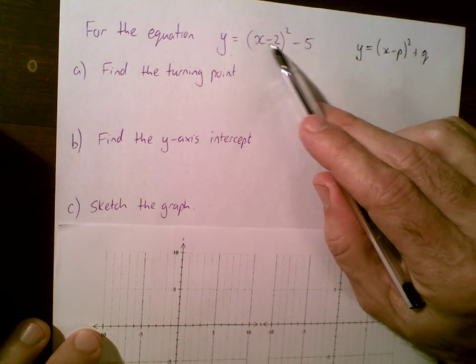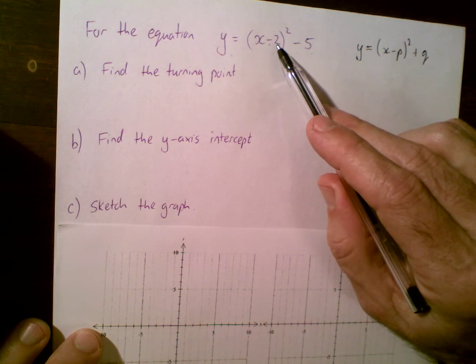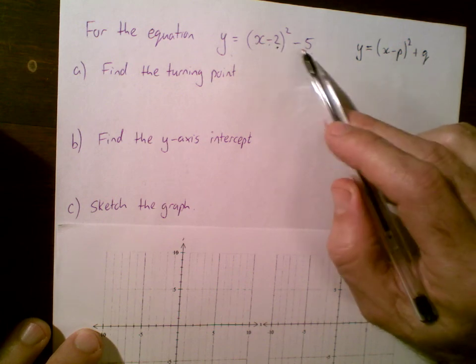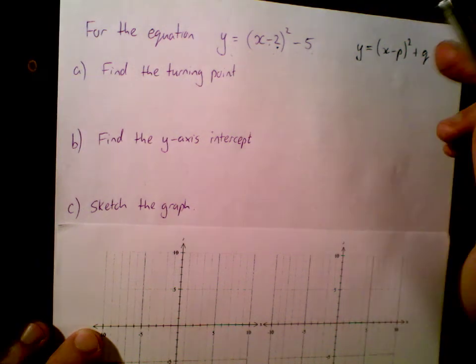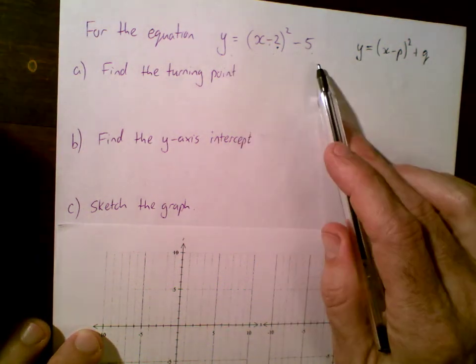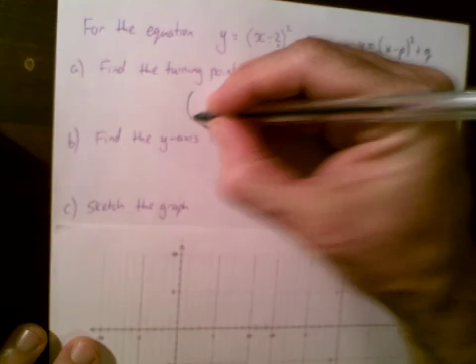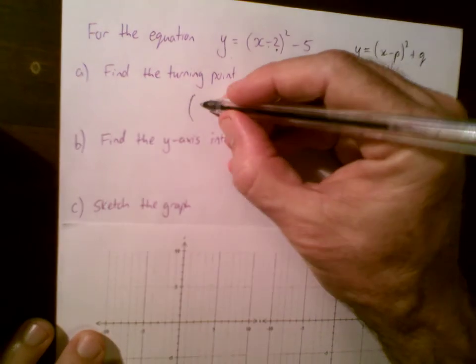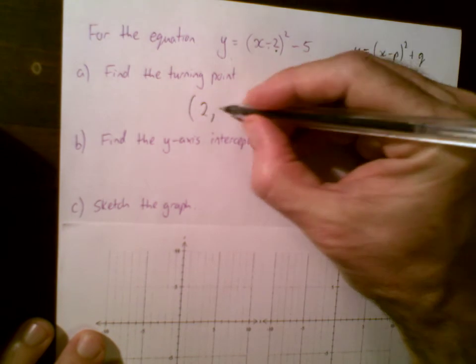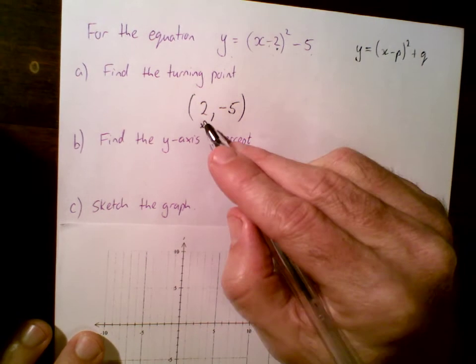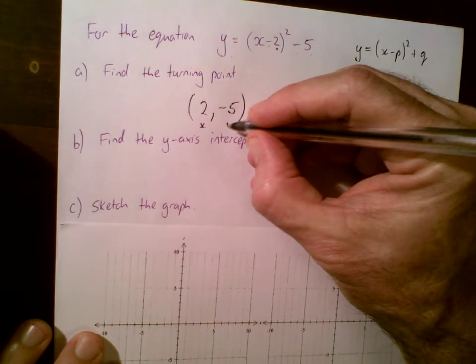And notice it's negative 2 in the bracket, so the x value of the turning point is actually positive 2. We change the sign. And the y coordinate of the turning point is negative 5. So in this form of the quadratic equation, it's really easy to find the turning point. We can just straight up say our turning point is equal to (2, -5). In other words, the x coordinate is positive 2, the y coordinate is negative 5.